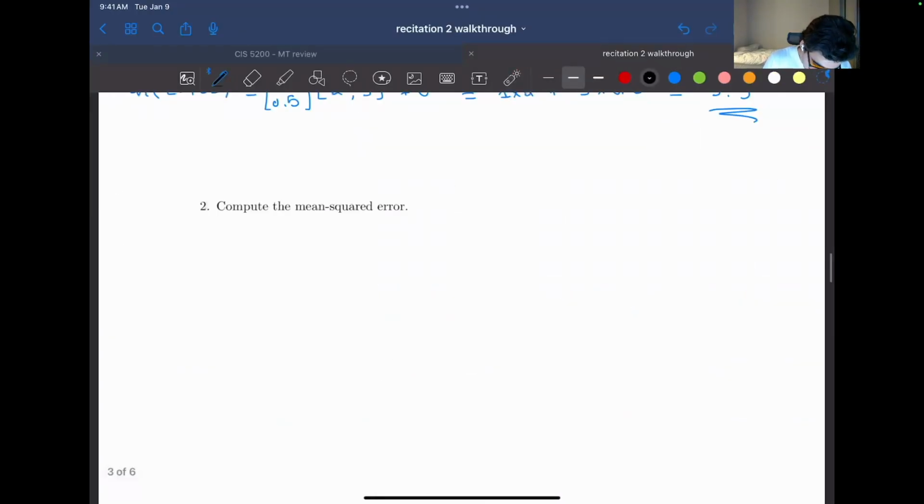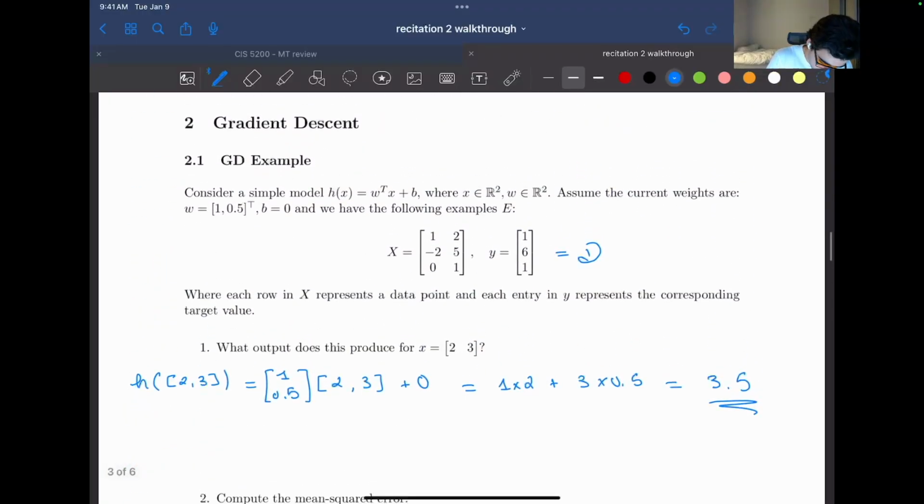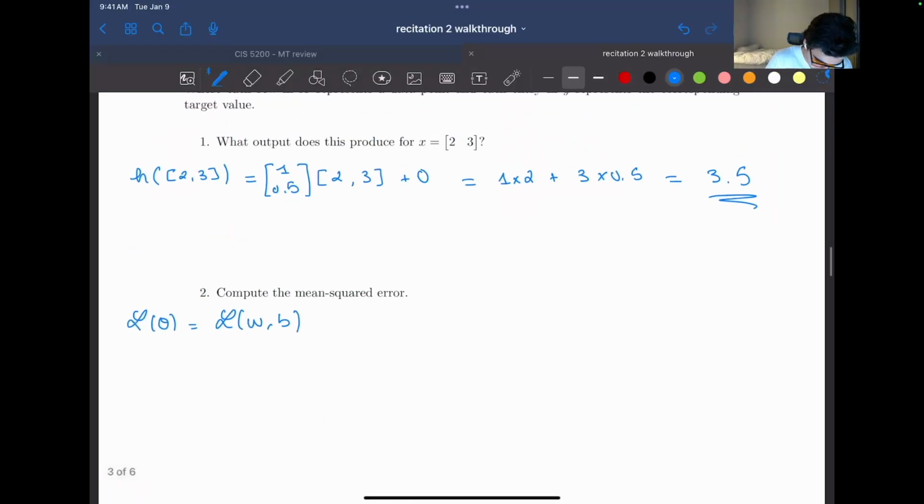So let's write it down, and also let's write it down as a loss. It's often referred to as a loss function. Losses are usually considered over the parameters theta. And here, what are our parameters? Well, if you look at our model, our parameters are W and B, weights and biases.